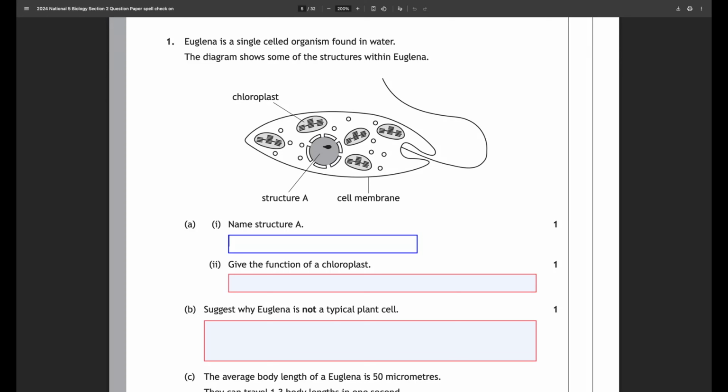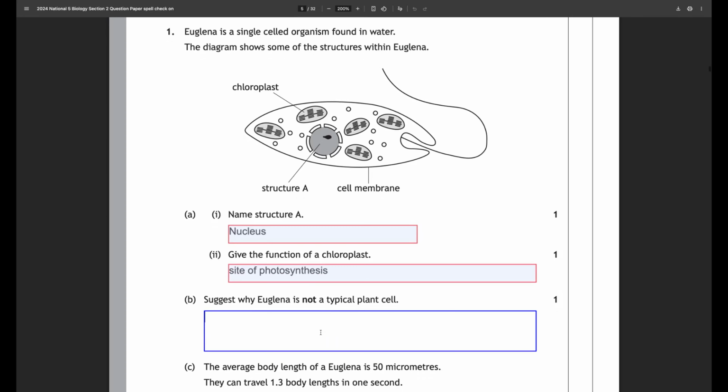So question 1, Euglena is a single-celled organism found in water. The diagram shows some of the structures within the Euglena. We've got the chloroplast, we've got the cell membrane, and we've got another structure A. You have to identify structure A, which is the nucleus. Okay, next one, give the function of a chloroplast. Again, this should be a straightforward one for you if you know your cell organelles and their functions. That is the site of photosynthesis for the chloroplast. Have a wee look at 1.1 in your cell structures and definitions if you're not sure about those two.